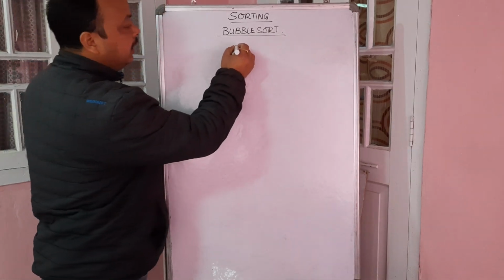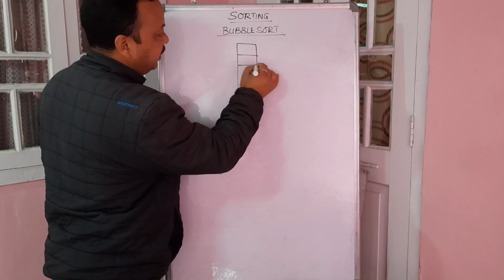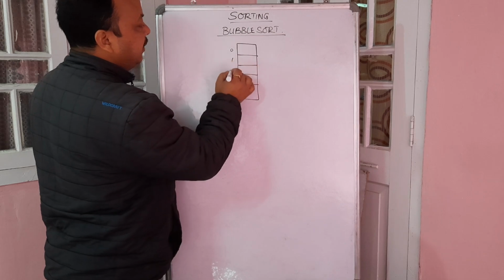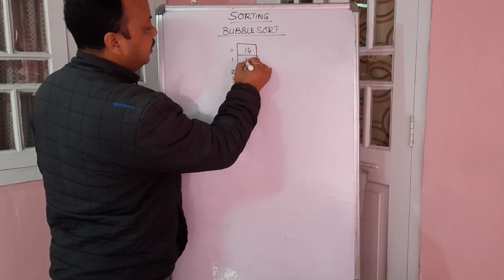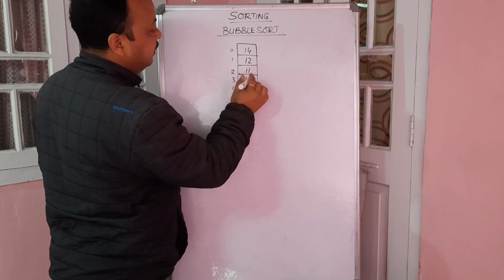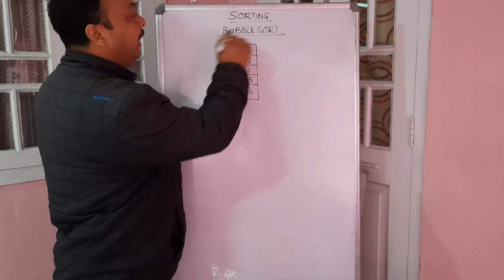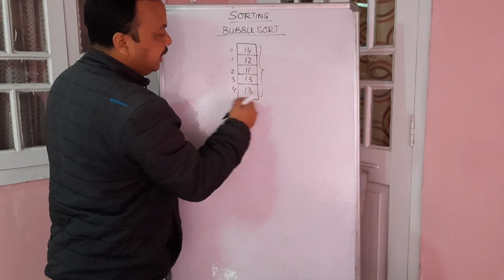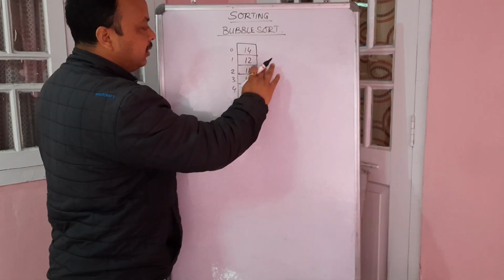Let's say, for example, I'm again taking the layout as a vertical layout and I'm showing you the values that I'm taking for sorting. So these are the elements: 14, 12, 11, 13, 15, all jumbled up here. So why do we need sorting? We need sorting only when the elements are not in any particular order. They are all scrambled. So that is the reason why we need sorting.